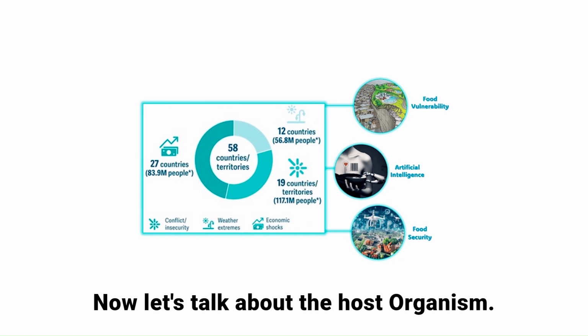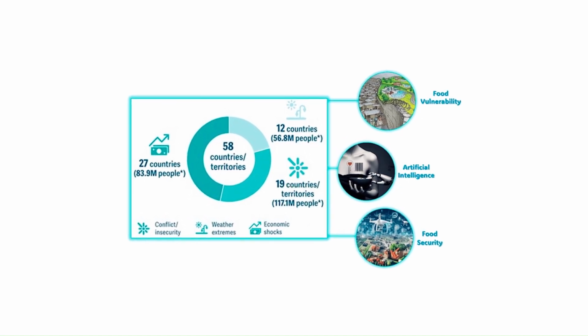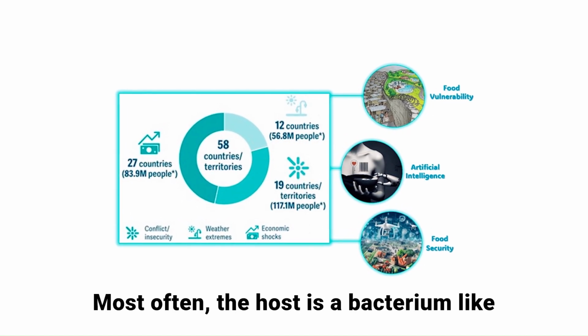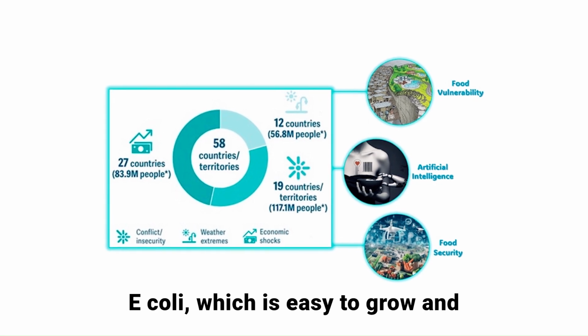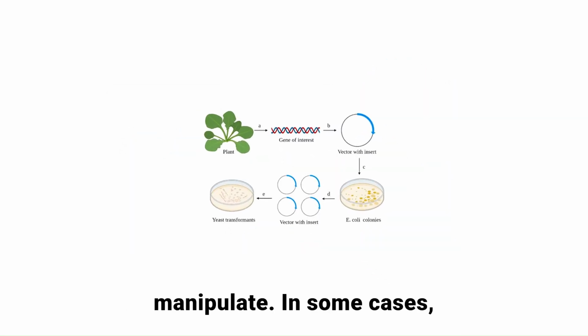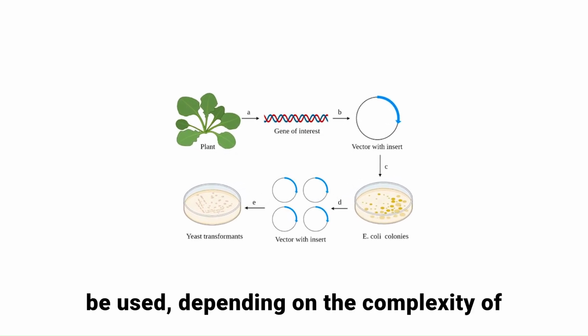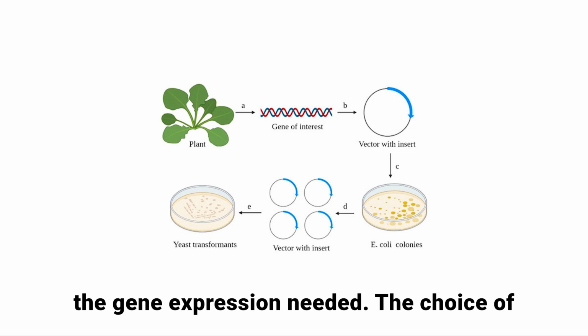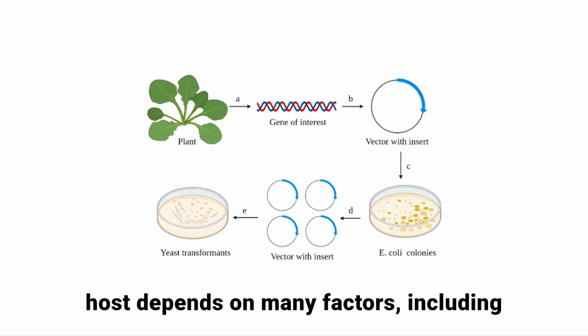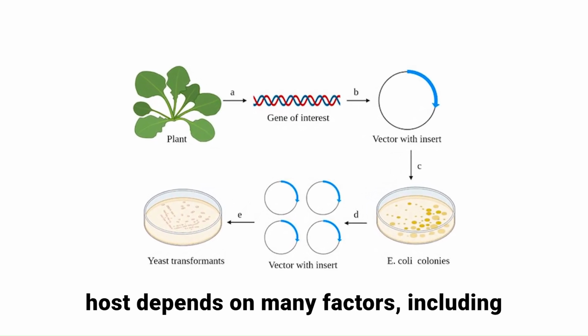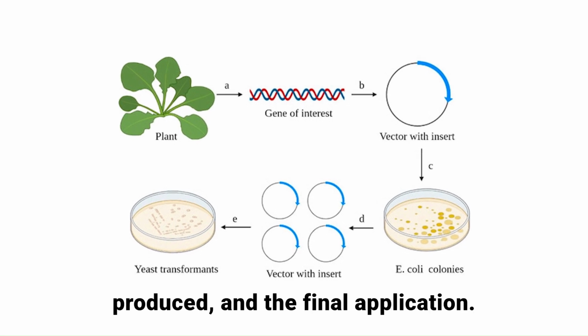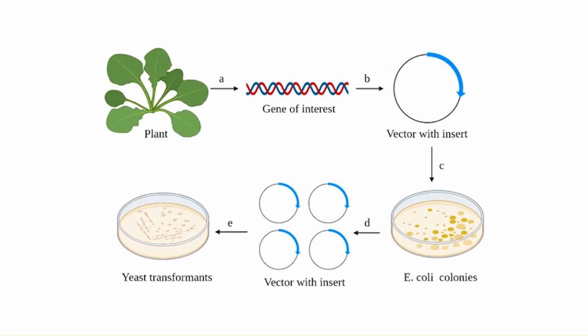Now, let's talk about the host organism. Most often, the host is a bacterium like E. coli, which is easy to grow and manipulate. In some cases, yeast or even plant and animal cells can be used, depending on the complexity of the gene expression needed. The choice of host depends on many factors, including the nature of the gene, the protein to be produced, and the final application.